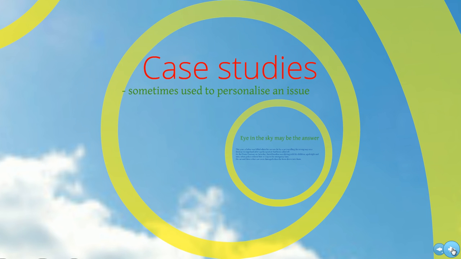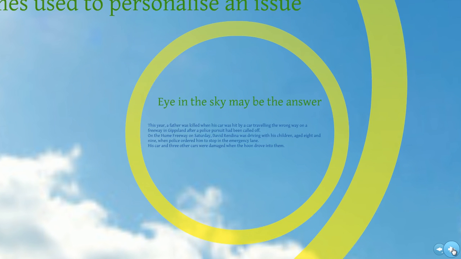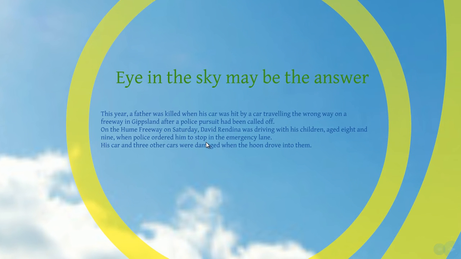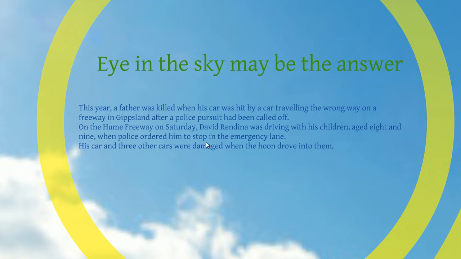Obviously it personalises an issue again, it makes it seem more involved. This is the one about the police cameras and the dangerous police pursuits and the cameras that can be used to avoid them. So the example here is a father that was killed when a car was travelling the wrong way and it was involved with a police pursuit. So the case study of something that happened to this person, okay, David Rendina, and that's used as evidence to back up the writer's opinion that the police behaviour was poor.